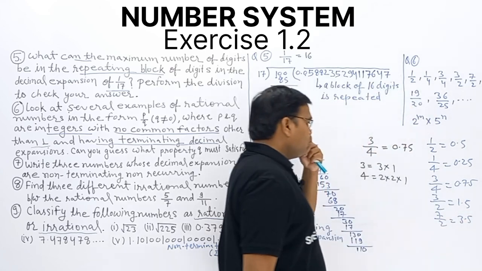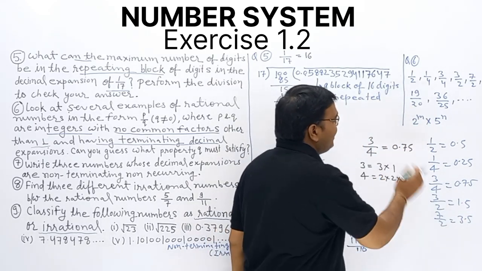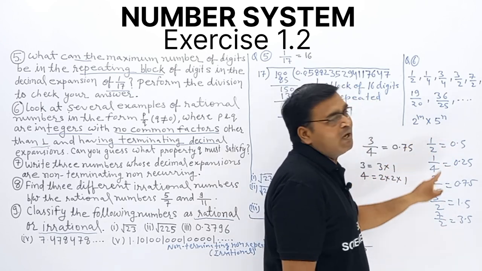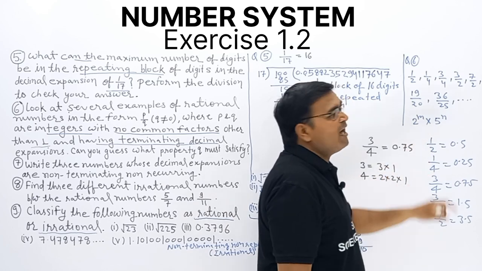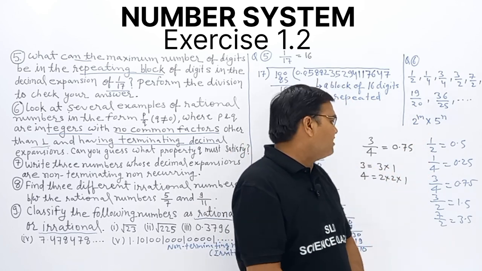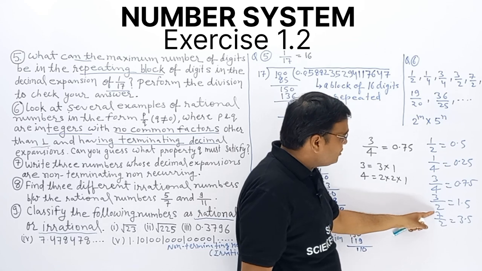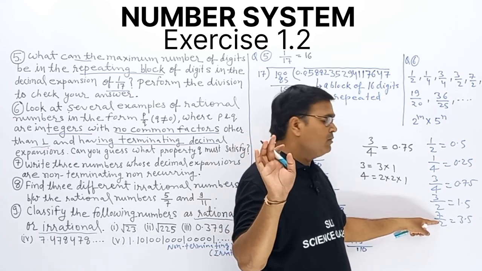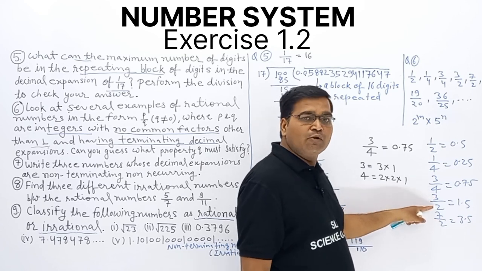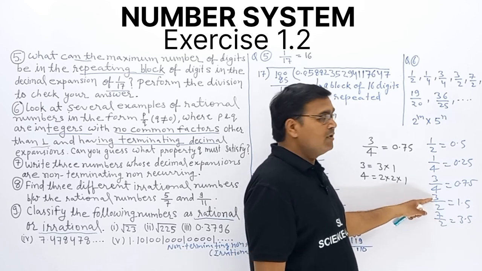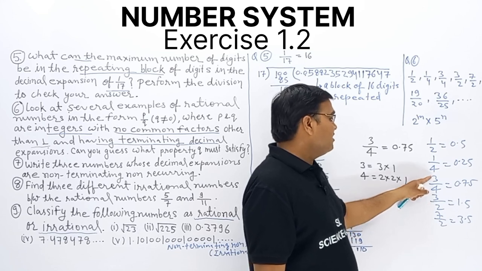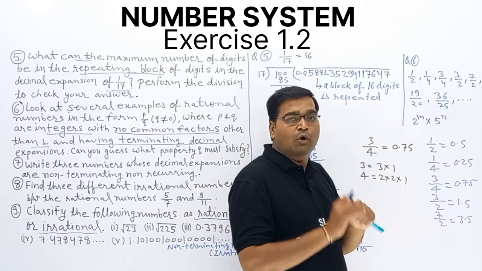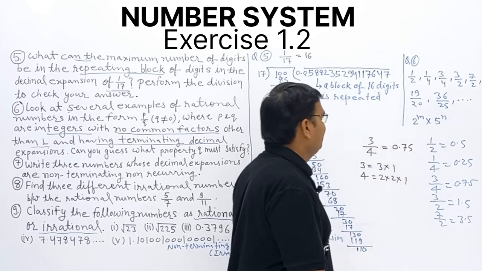3.5. So these all are examples of terminating decimal expansion, and P and Q are integers, and P and Q are not having any common factor other than 1. In 7 and 2, once we factorize we have no common factor. In 3 and 4 we observed this already. In both we have no common factor other than 1.